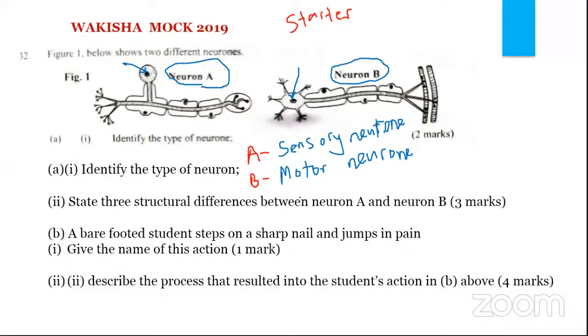Kauma. Yes, Kauma. Neuron A transmits the impulse from the receptor to the central nervous system, while neuron B, the motor neuron, transmits the impulse from the central nervous system to the effectors. Okay, thank you, Kauma. But the question was very easy. It says structural differences. Yes, that answer is correct, but when they ask for structural, it will be wrong. Okay, thank you.